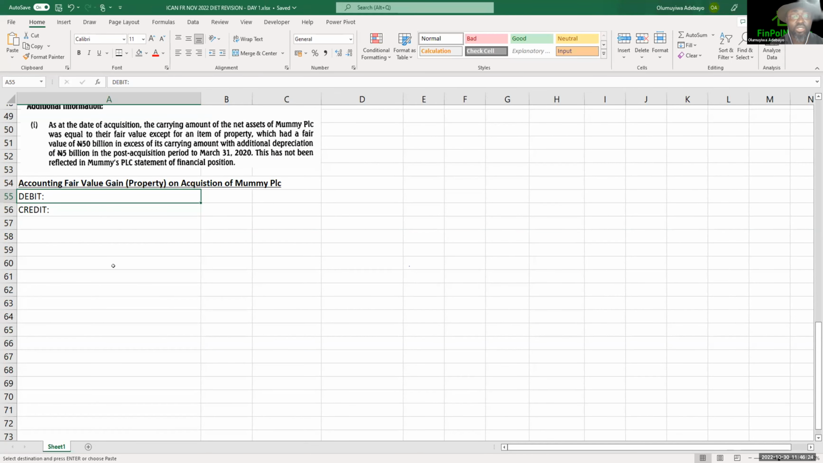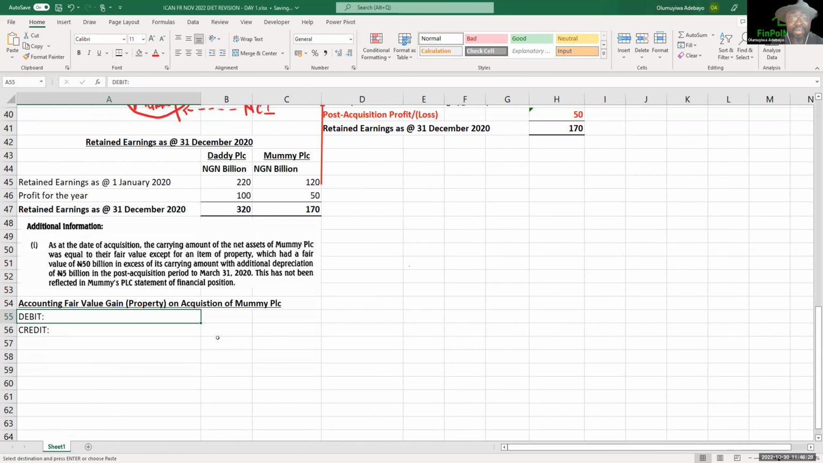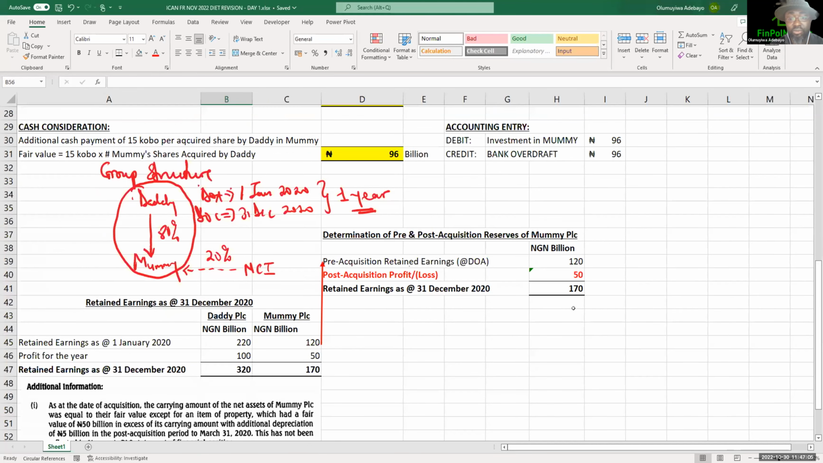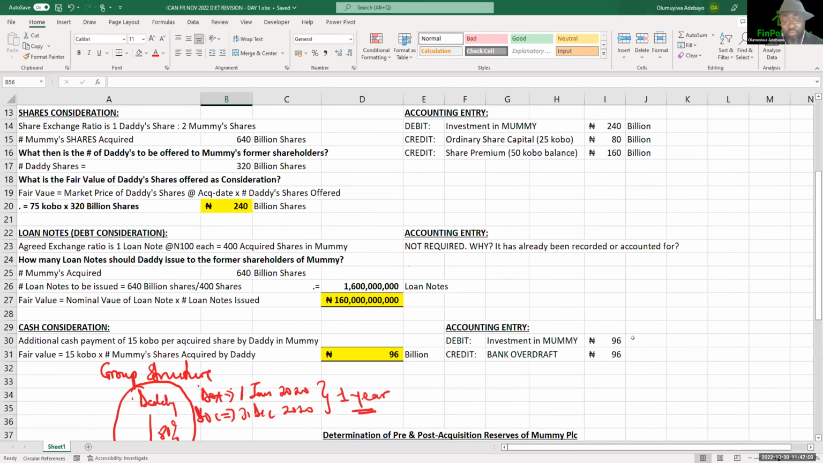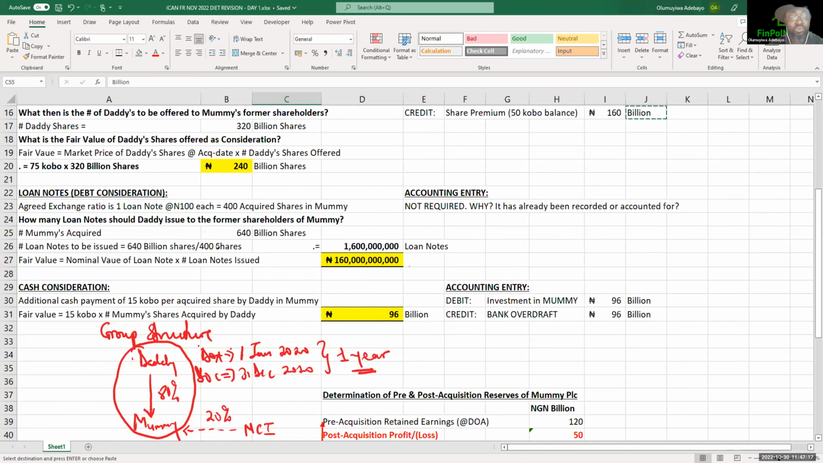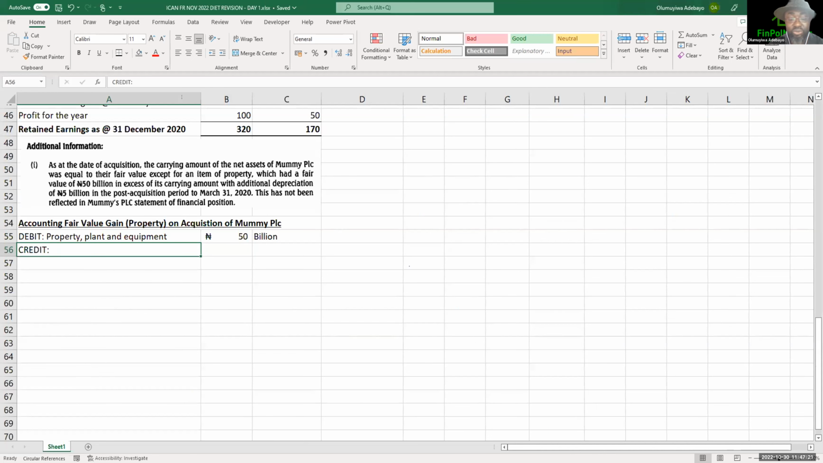accounting entry. Now, normally, I'm supposed to find the fair value of the property compared to the carrying amount of the plant. But in this case, they've done that for me. And they've told me that the fair value was in excess of the carrying amount by 50 billion. Which then means that I have to more or less show an upward trend or value of my property, which means items of property, plants, and equipment will increase by 50 billion naira. The corresponding credits will go to pre-acquisition reserve.